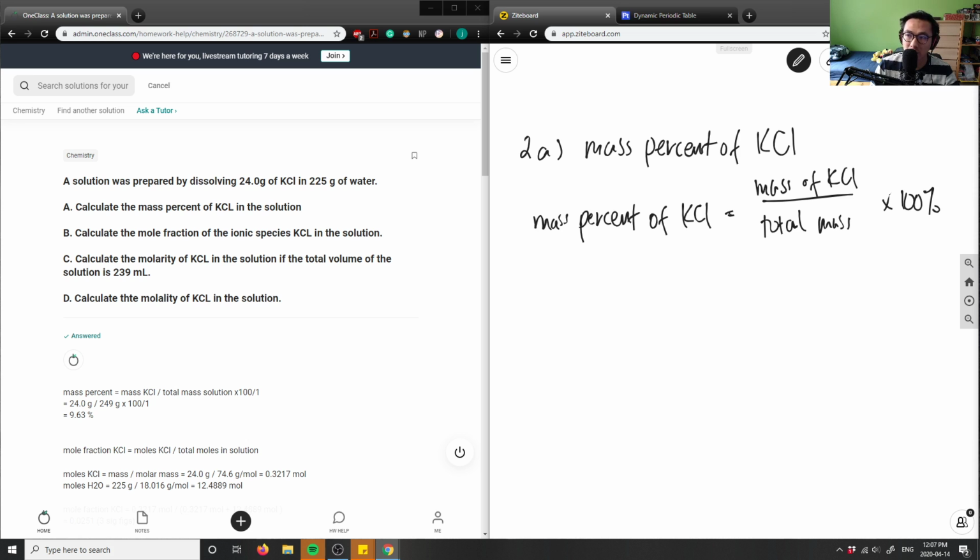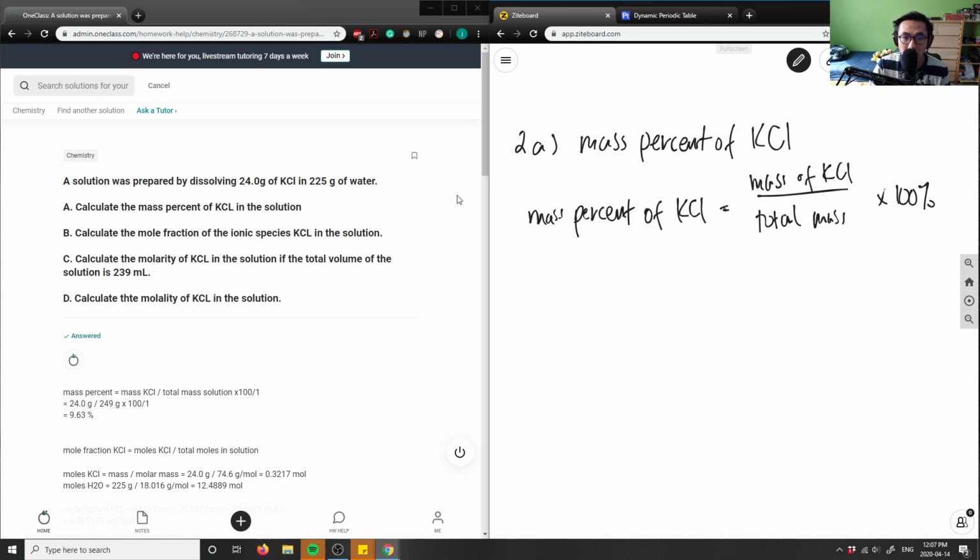So I'm going to give you a moment to think about this question as well. And if you're in the chat, again, wave hi, maybe say hello. And we are going to answer this question together. So again, mass percent of potassium chloride in the solution, right? And we're saying the solution is the water, right? So in 225 grams of water.